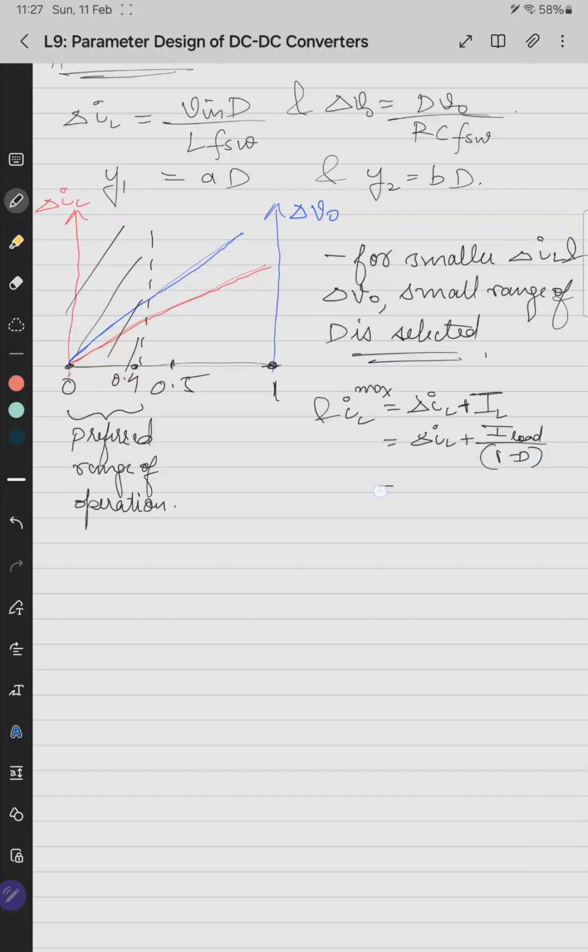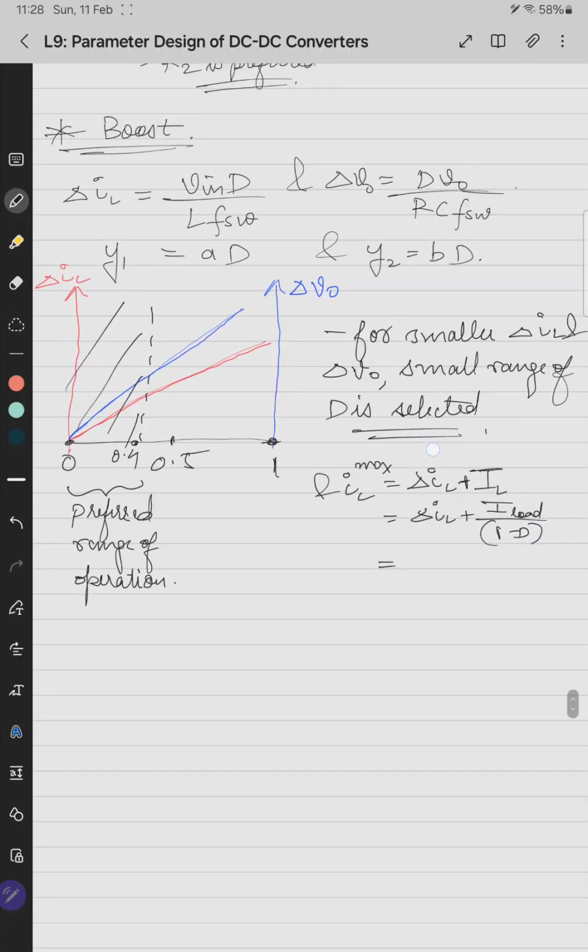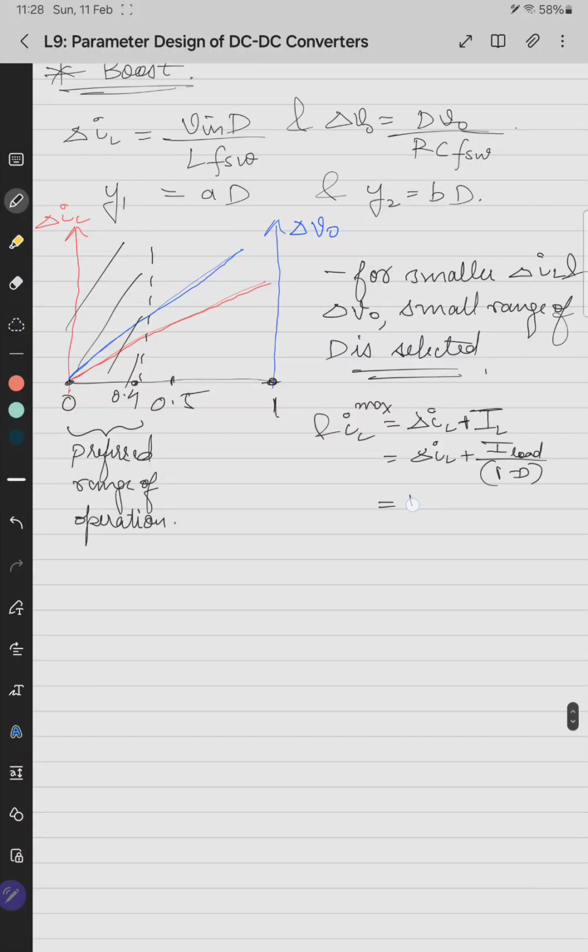So again, delta IL you can write as V in D by L into F switching, plus I load by 1 minus D, which is IL max. So this is the expression of IL max for the inductor. To reduce the size of the inductor, we have to optimize this IL max to a smaller value.